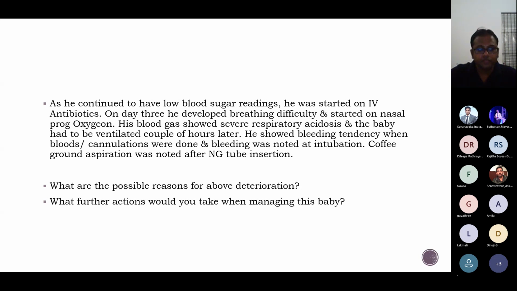And the next question is, what further actions would you take when managing this baby? Obviously you have to escalate your antibiotics, maybe to the third line. This is a very ill baby, and because of these bleeding manifestations, you might have to start them on vitamin K, antacids, and then you might give blood transfusions and FFP, etc. Right. So with that, we'll move on to the next case.